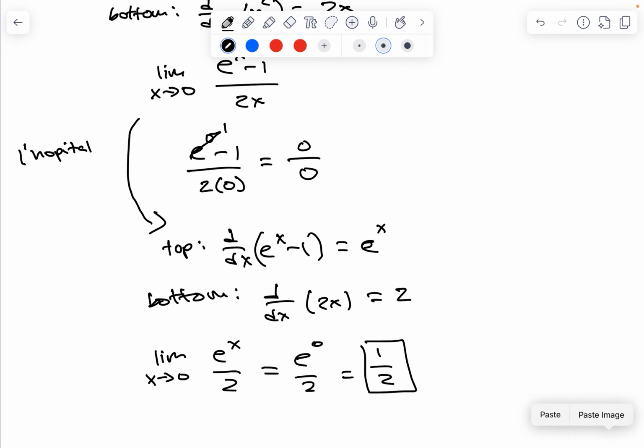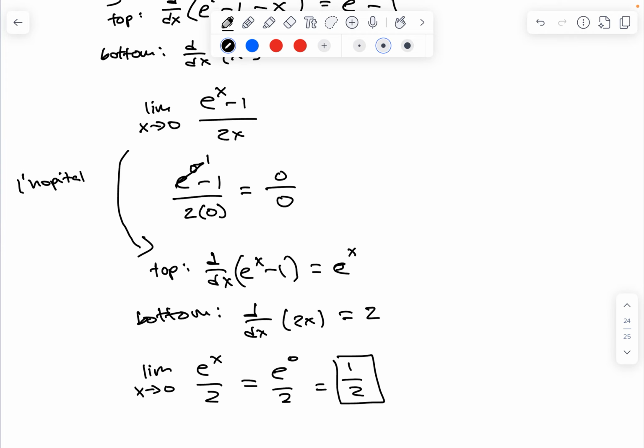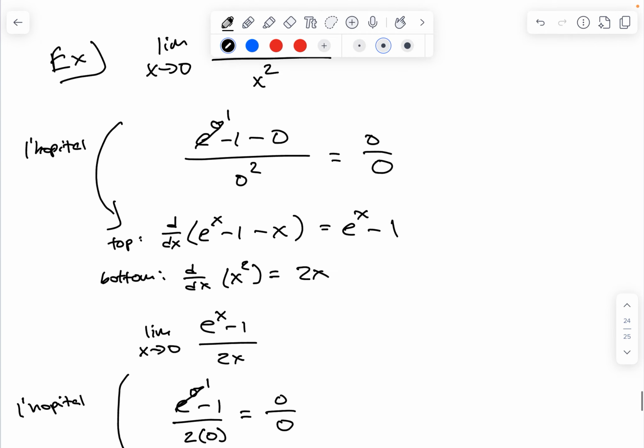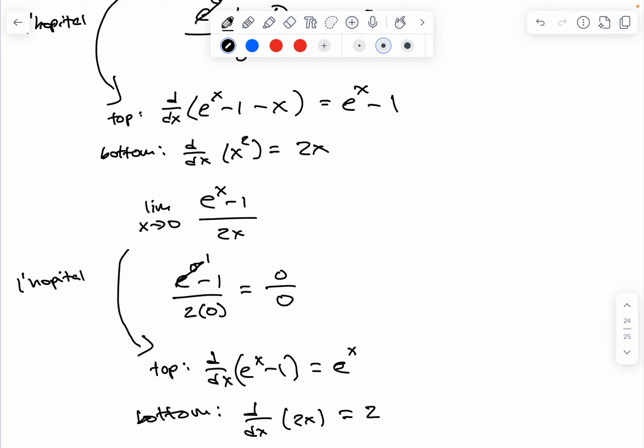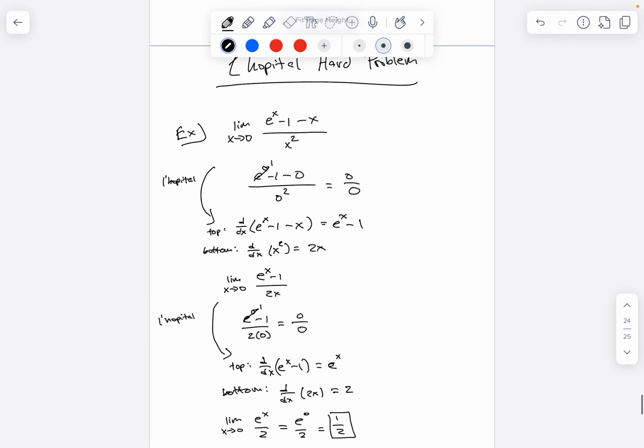So this is a great reminder that after using L'Hopital's rule once, you have to check the limit again because you may get another indeterminate form, like we did here. So sometimes taking it one time isn't enough and you need to take it more than one time, but always, always, always check the limit after every single time. Hopefully that makes sense.